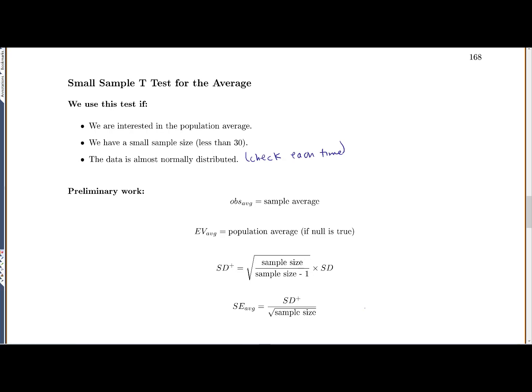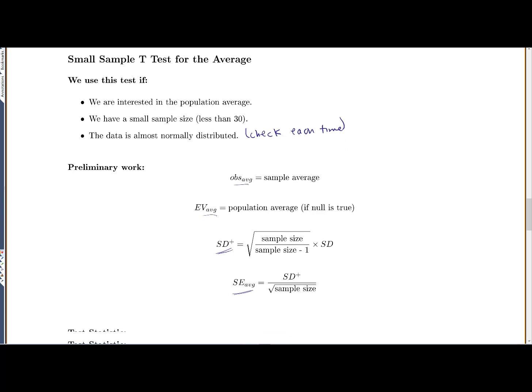Okay, preliminary work. It's going to be about the same as our z-test, but we have to add in a little bit extra. So our observed average is still our sample average. Our expected value for the average is still our population average, assuming that the null is true. But instead of using SD, we have to use this SD plus, so we have to compensate for the fact that our sample size was so small by multiplying our SD by the square root of sample size over sample size minus 1. And the standard error, instead of just doing SD over the square root of the sample size, we'll use that SD plus, since we just found it and we know it will be better.